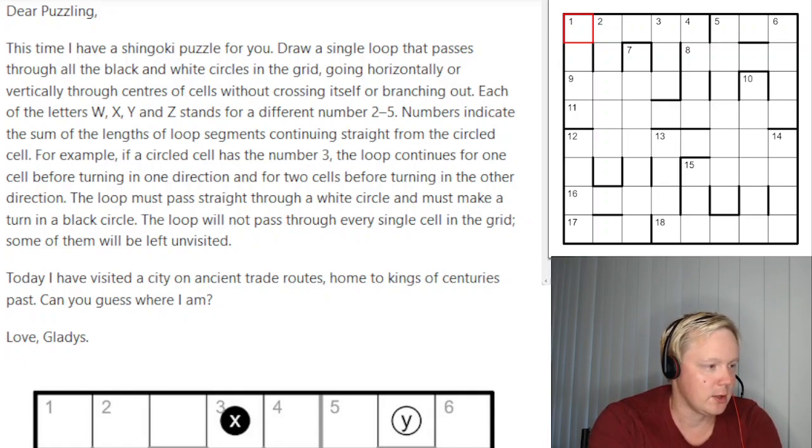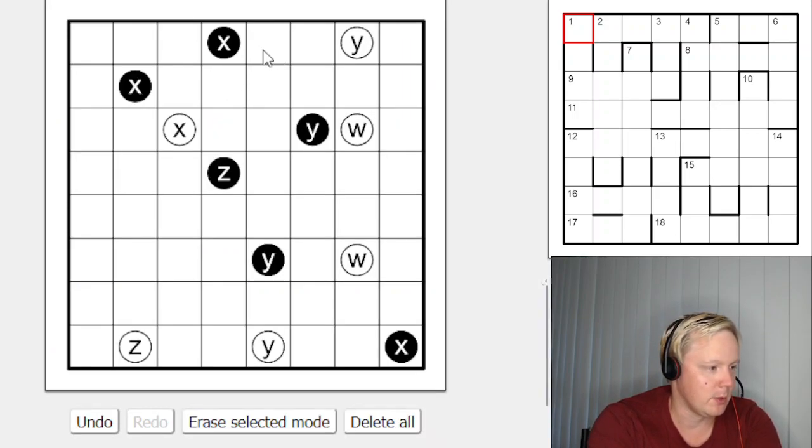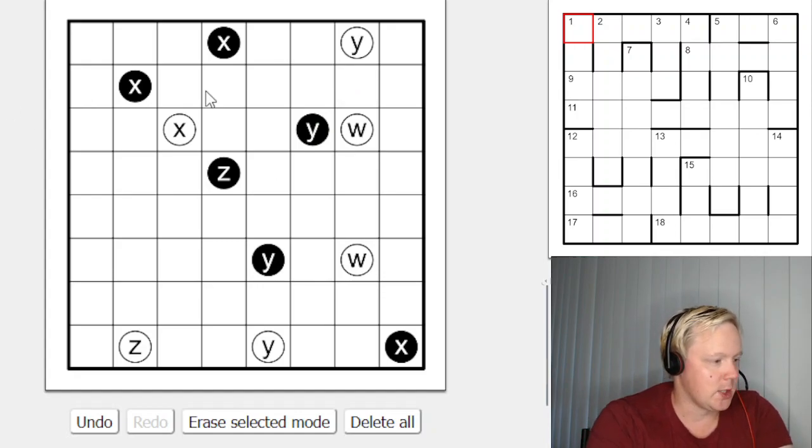Just to clarify that, let's open up an editable grid. So what that means is we're always turning in these black circles, and we're always going straight through these white circles. And these numbers, if this Y was a 3, that would indicate that these lengths would add up to 3. So this is now 2 plus 1. So this could turn here, and this could turn here, and this would be a 3. And these also all have to be different numbers.